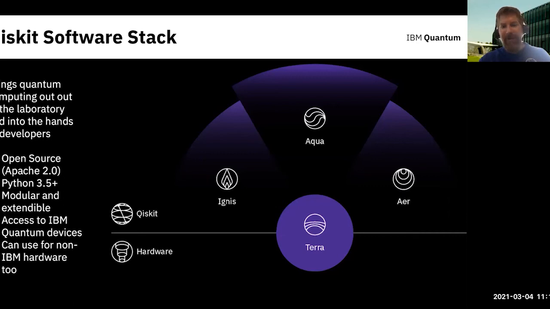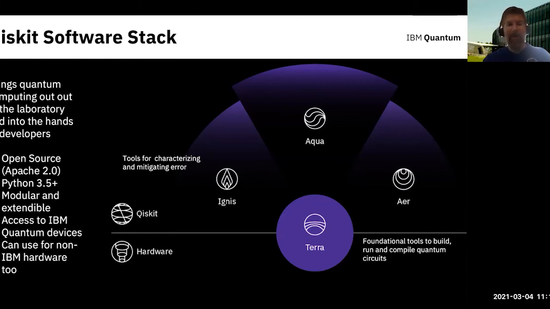It's essentially made out of three elements, where Terra is the bedrock of the elements, which allows us to build, compile, transpile, and run circuits on actual hardware. We have Ignis, which are tools for characterizing and mitigating error. So other techniques like quantum volume or randomized benchmarking to determine gate errors are within this library. Aer is basically simulators, and those are helpful for algorithm research.